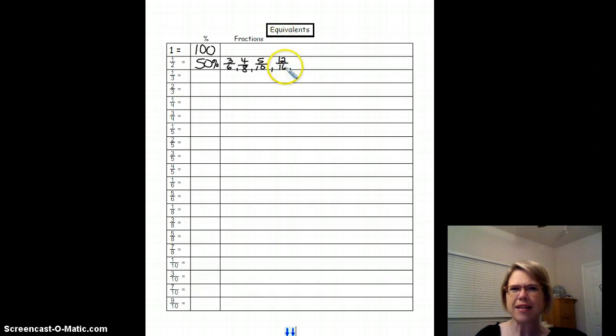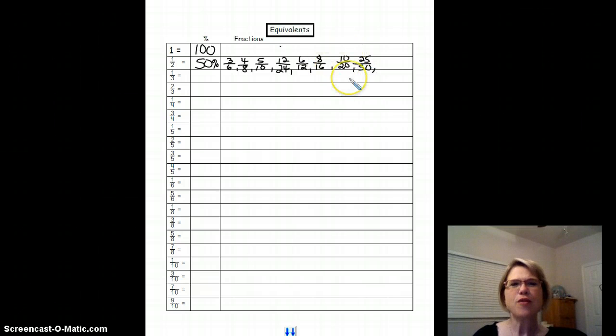12 out of 16. Really, Mrs. Anglade? No. That's another equivalent fraction to something else on this board. 12 out of 24. I know we didn't say 12 out of 24. 6 out of 12 is what I originally wanted. Sorry, guys. Didn't we say 8 out of 16? 10 out of 20. Didn't we say 25 out of 50? So all of those are equivalent fractions.